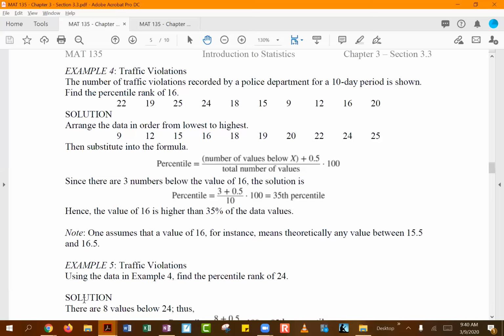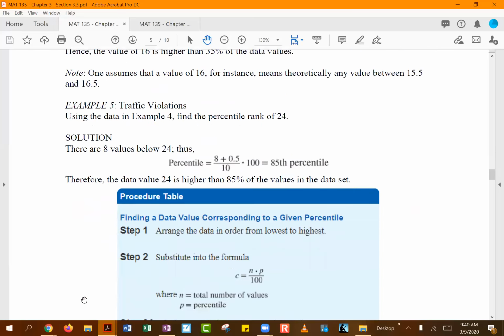The remaining values will fall above, which will be again what? If 35% falls below, how much is above the value of 16? 65, yeah, again 100 minus 35. Alrighty. Just a note here, we're saying that one assumes a value of 16, means theoretically any value between 15.5 and 16.5. So we're talking about a range of values here.